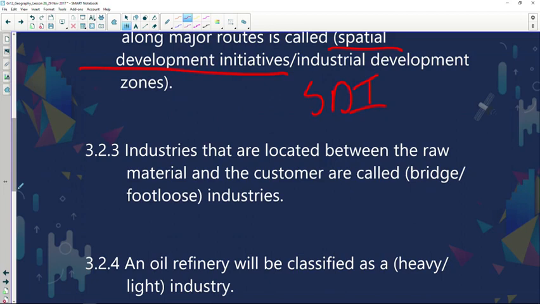3.2.3, industries that are located between the raw material and the customer are known as bridge industries. So bridge is your correct answer over there.